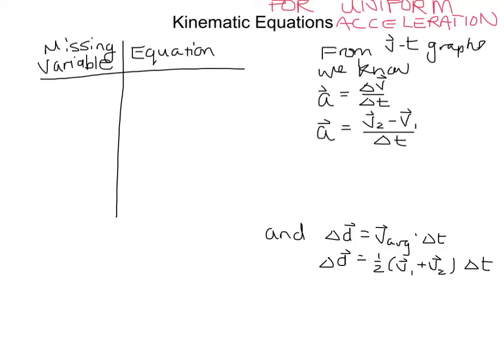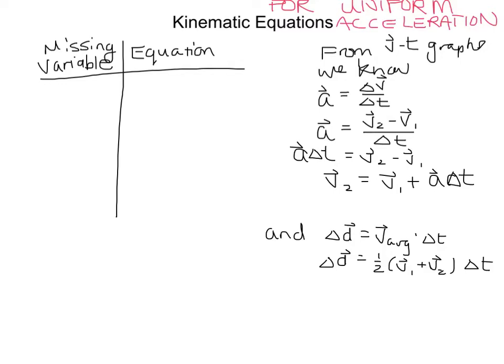And I'm just going to rearrange this a little because there's a form that we see it in more frequently. We often see it as v2 equals. So I'm going to move my delta t here by multiplying both sides by delta t. So I get acceleration times delta t equals v2 minus v1. And then v2 equals v1 plus a delta t. So that's the one I see it as most frequently.